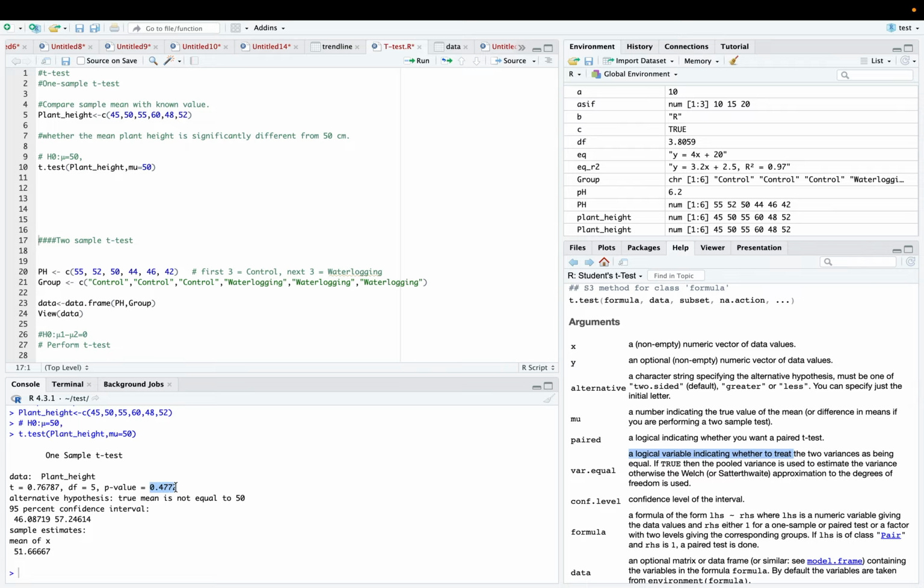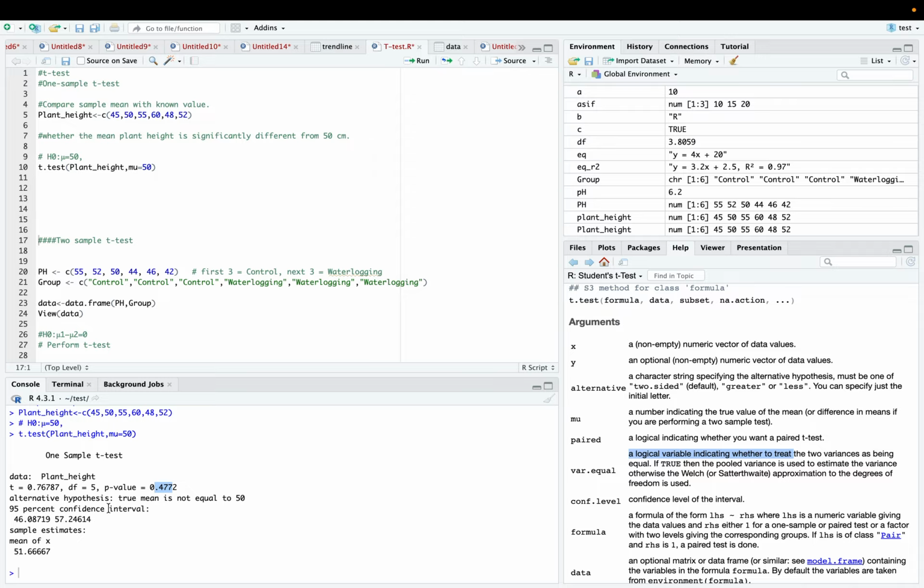And p value is 0.4772. What does it mean? If p value is less than 0.05, then it is significant, but here it is greater than 0.05, so this is not significant. Not significant means the null hypothesis is not rejected.